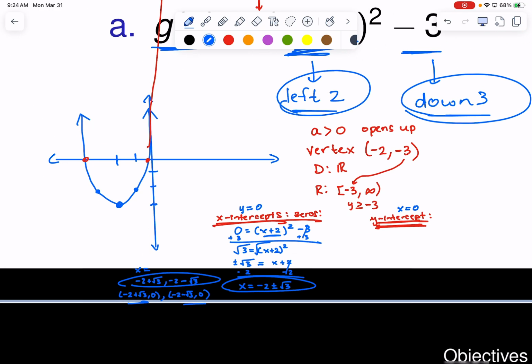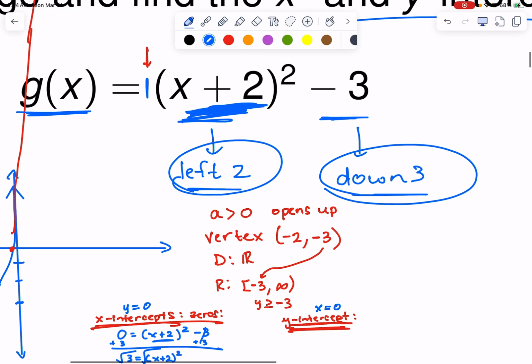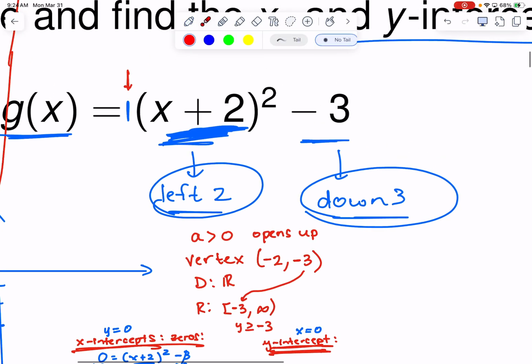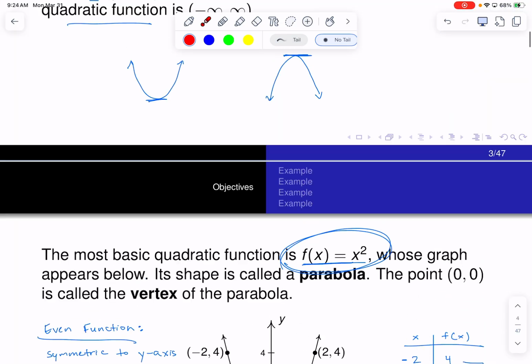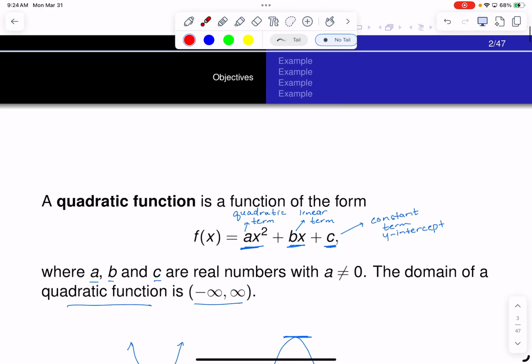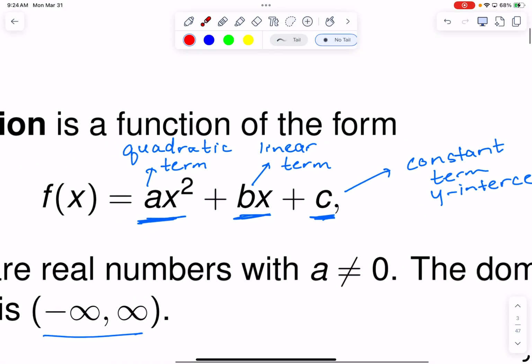Okay? Y-intercept's a little easier. And here's the thing that I need to talk about, though. The y-intercept's definitely easier. But earlier on, Aubrey said the y-intercept is the constant. She was right. Go back up to where we started. Ax squared plus bx plus c. This is the first thing we started with.